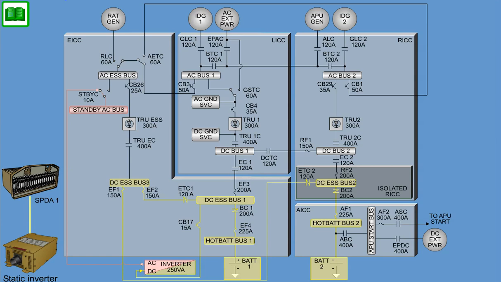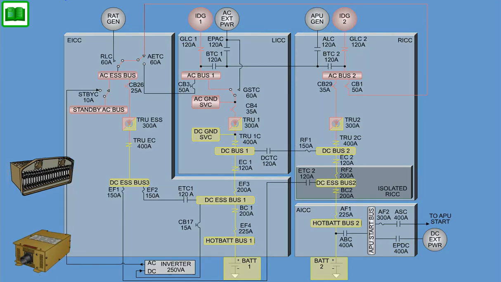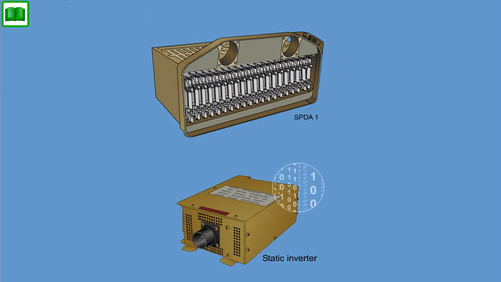SPDA-1 will set the inverter to the off status during normal operation of the Electrical Power Generation and Distribution System, EPGDS. The SPDA-1 will set the inverter to the on status in case only one main AC source is available, IDG1 or IDG2 or the APU generator. If the internal fault monitor of the inverter detects a problem, a discrete status signal would inform the SPDA-1 to shut down the inverter.